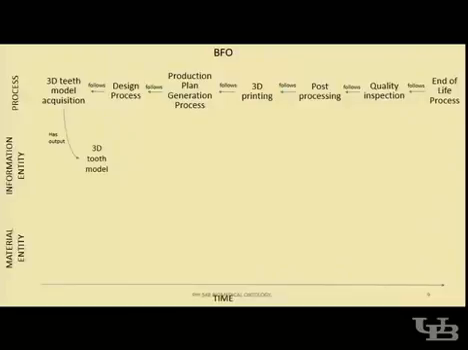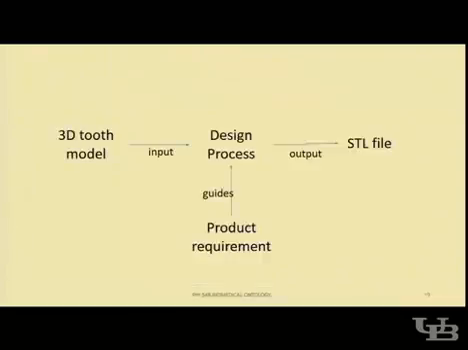And then from this 3D tooth model, it will become the input to the design process, where in doing the design process, they need to have the product requirements as well. So these product requirements, such as the shape, the size, basically what the product should look like, what the product that needs to be produced. So this product requirement will guide the design process, which finally will have the output, which is the STL file for the machines later.